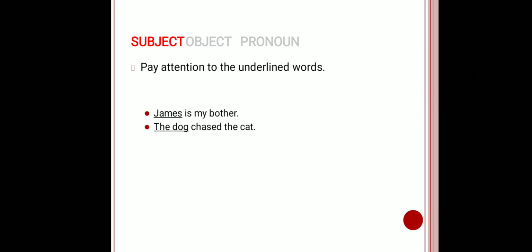The subject is the word that comes at the beginning of the sentence, okay? And it should always be before the verb. Pay attention here to the underlined words. James is my brother. So James here is a subject, and it comes before the verb to be of the sentence. James is my brother. James here is a subject.